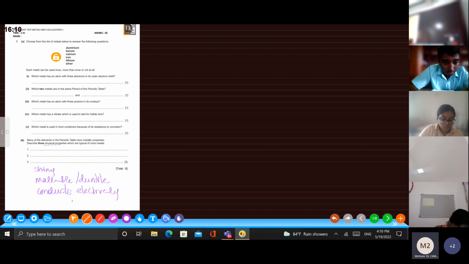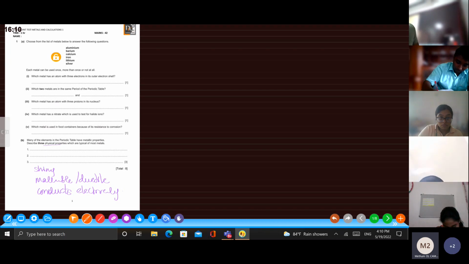So they're asking for physical properties. Sonorous is also physical. It doesn't have to do with any chemistry, whether it's physical. Malleable and ductile are the same thing.